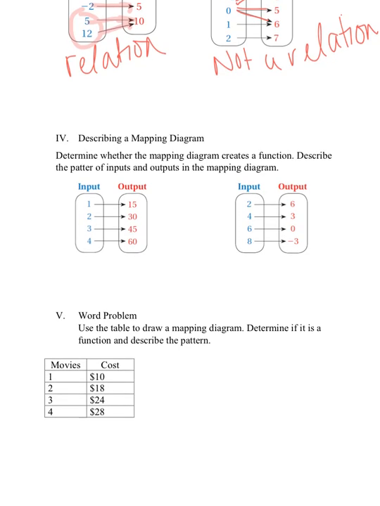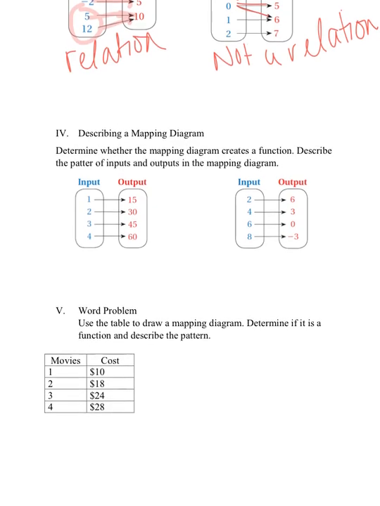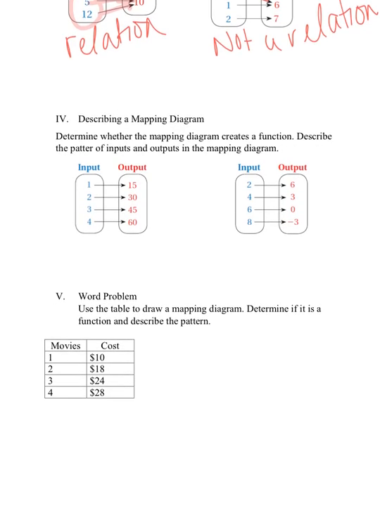So the next piece that we can take a look at is, okay, so now we have that mapping diagram. Let's see if the mapping diagram creates a function. So it says to describe the pattern of inputs and outputs in it. If you have a consistent set of inputs and outputs, then it's considered a function. So taking a look at this first set, your inputs are increasing by 1 each time. So from 1 to 2, it's a +1. From 2 to 3, it's a +1. From 3 to 4, it's a +1.